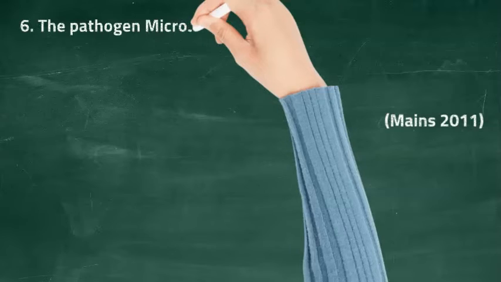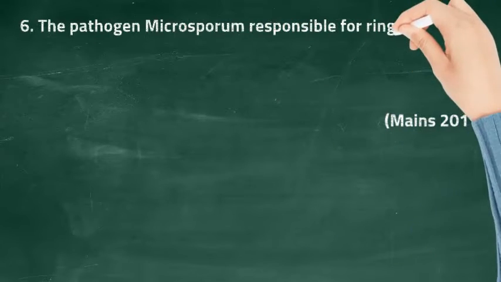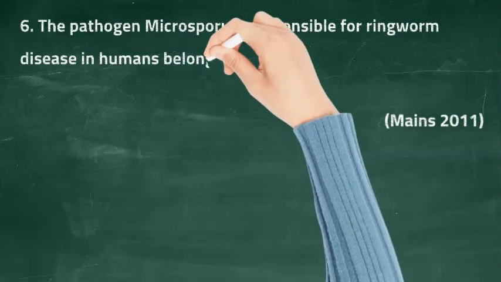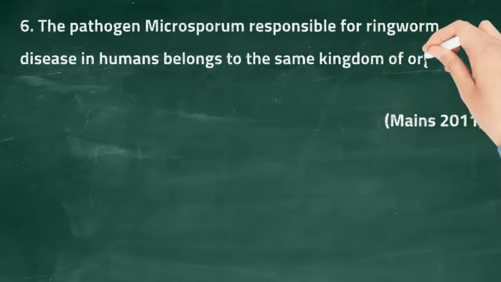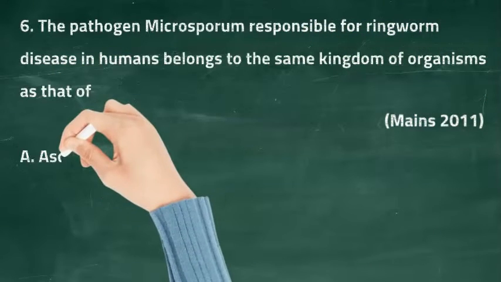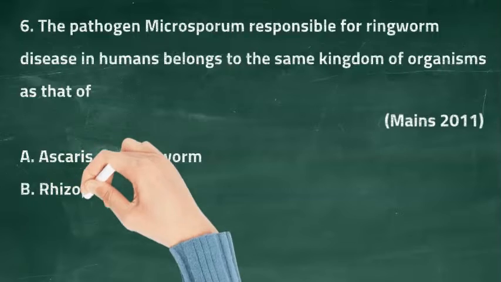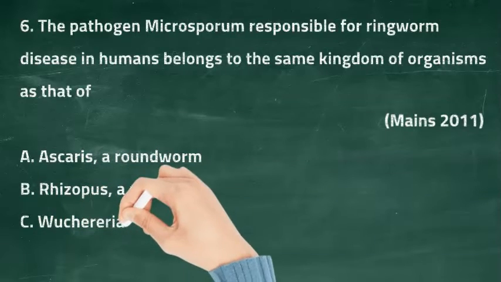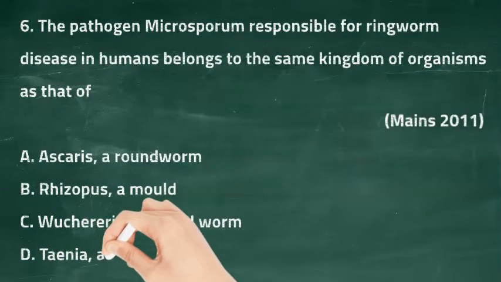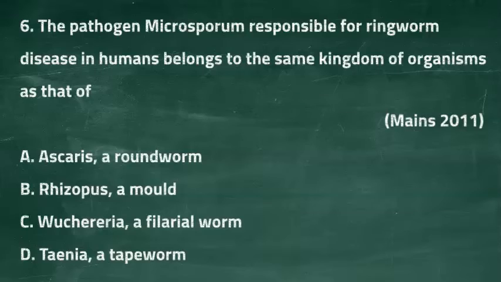Question 6th. The pathogen Microsporum responsible for ringworm disease in human belongs to the same kingdom of organism as that of option A, Ascaris, a roundworm, option B, Rhizopus, a mold, option C, Wuchereria, a filarial worm, and option D, Taenia, a tapeworm. The right answer to this question is option B, Rhizopus, a mold.